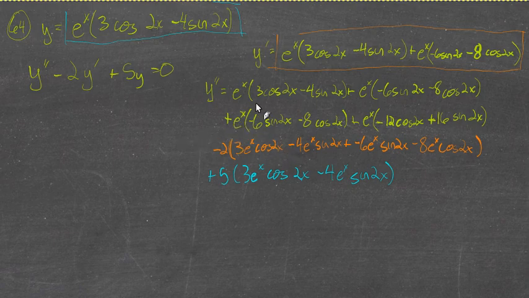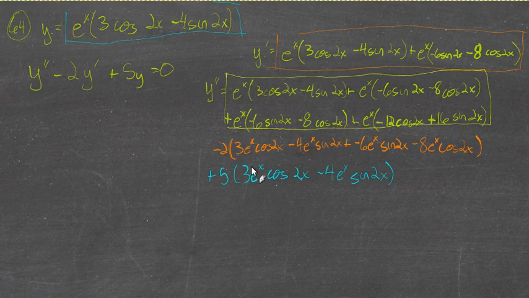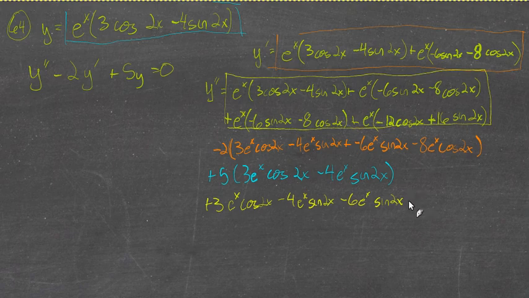So here's y double prime, and it's going to be added on to all this other stuff. So we will now write below this, so this whole thing is y double prime, and we're going to distribute these e to the x's. So we have 3 e to the x cosine 2x minus 4 e to the x sine 2x, plus, minus 6 e to the x sine 2x minus 8 e to the x sine 2x. So that's that first line with the e to the x distributed.